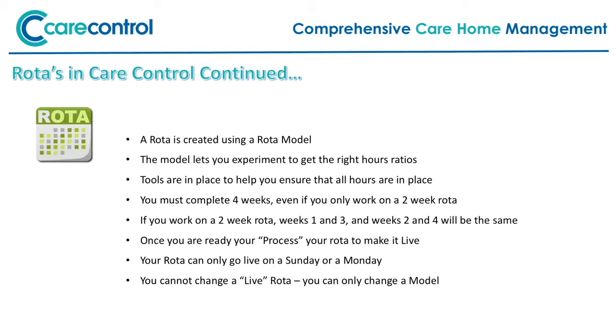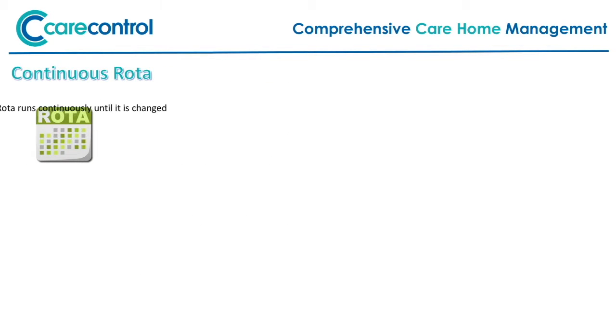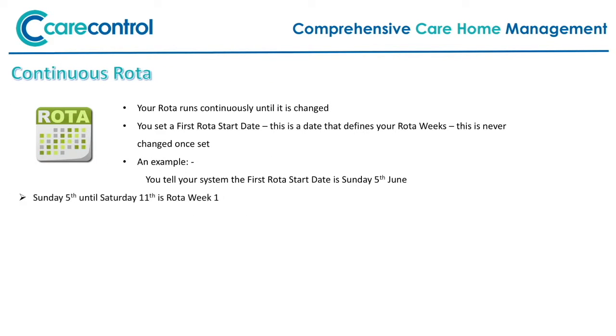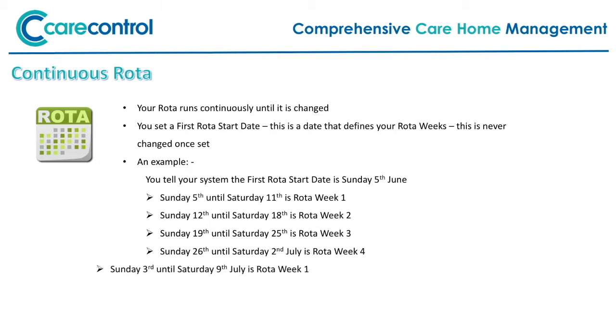Your rotor model must be based on a 4-week rotation. If you work on a 2-week rotor, weeks 1 and 3 and weeks 2 and 4 will be the same. Once you are ready, you process your rotor into live. Your rotor can only go live on a Sunday or a Monday. You cannot change a live rotor, you can only change a rotor model. It is important to understand that your rotor runs continuously until it is changed.